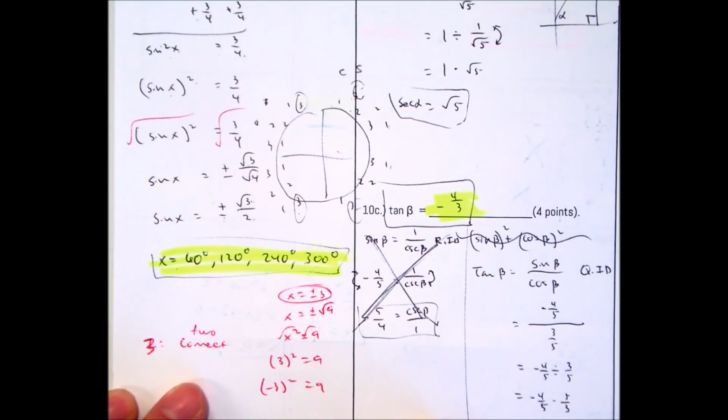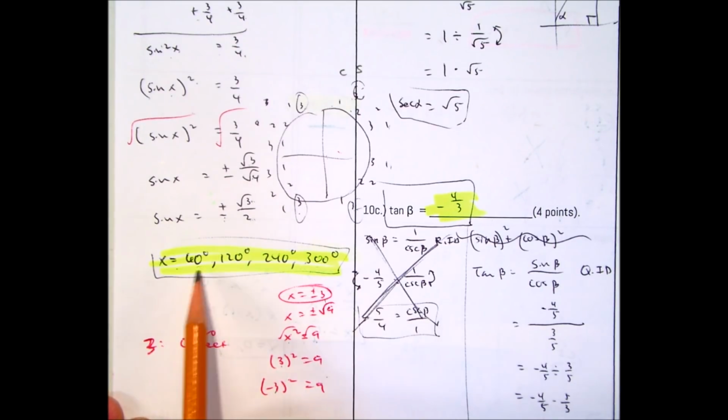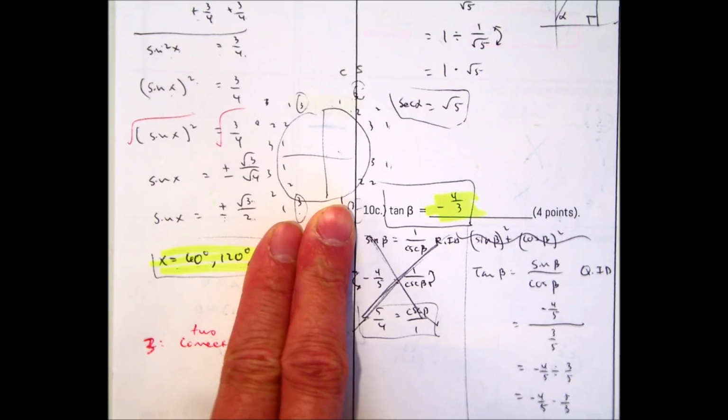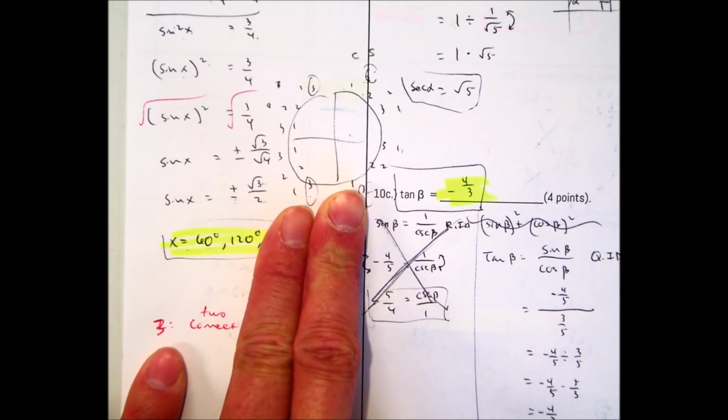Remember, this is just the idea when you're square rooting an equation, such as x squared equals 9. If you take the square root, your answer is plus or minus 3, because you could put in both a positive 3 and a negative 3, and squaring equals a positive 9. If you got 2 of these correct, I gave you 3 points out of 4.